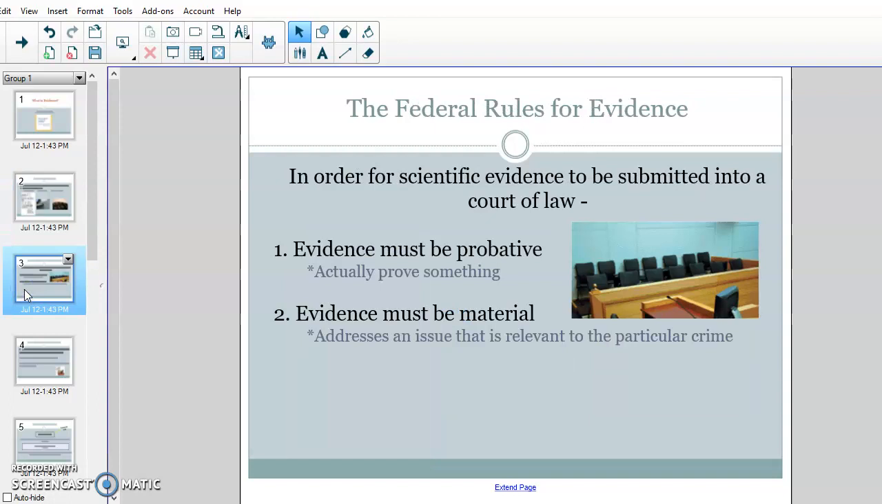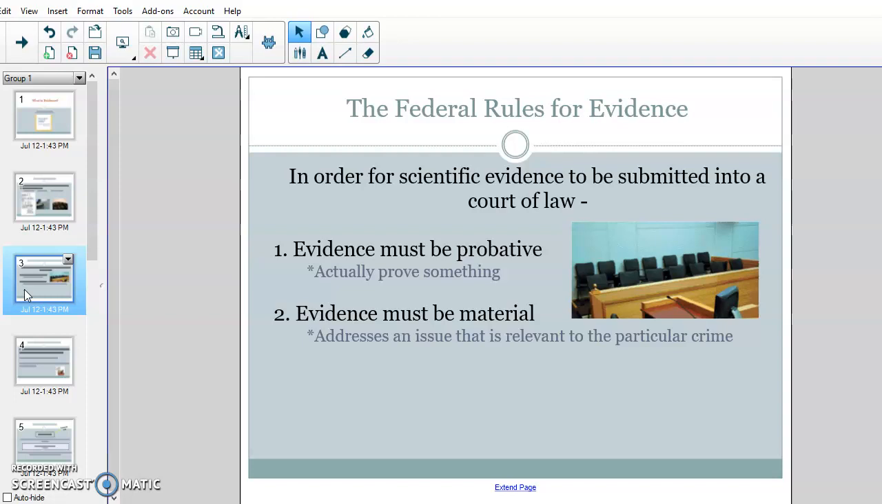So the first thing that we have to look at are the federal rules for evidence. In order for scientific evidence to be submitted into a court of law, it has to do two things. It has to be probative, meaning it actually has to prove something about the case, and it has to be what we call material, meaning it addresses something relevant to a particular crime.